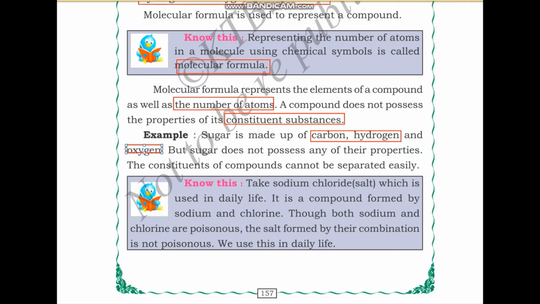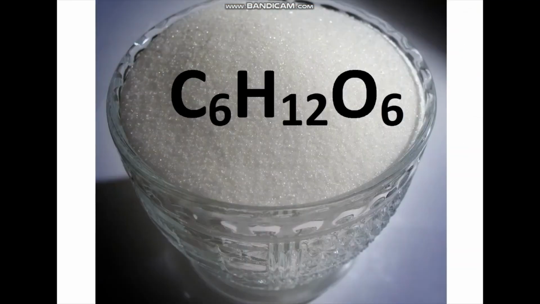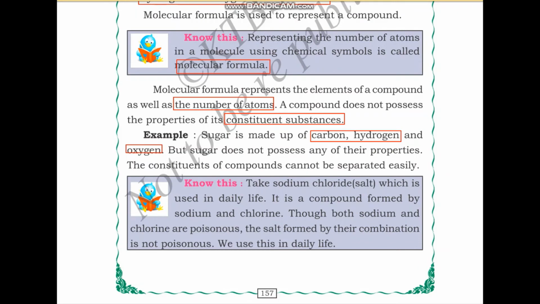The constituents of compounds cannot be separated easily. Sugar does not have any properties of its constituent elements. I will show you the atomic formula for sugar. As you can see here, sugar has carbon, hydrogen and oxygen present in it, but the properties are very different from the elements.